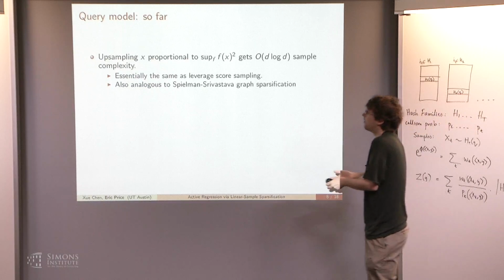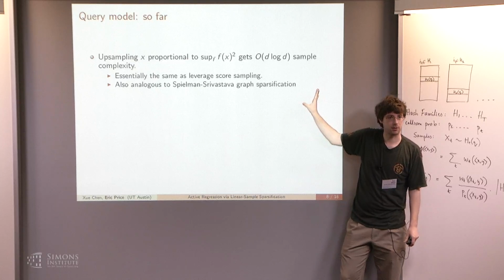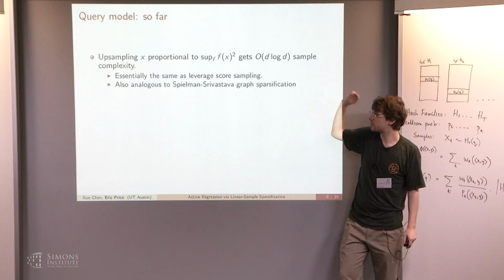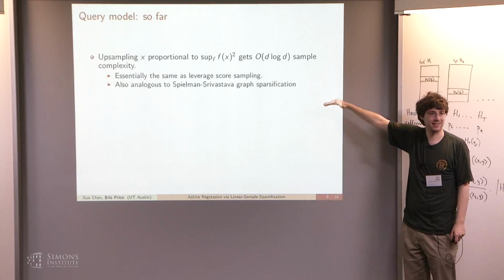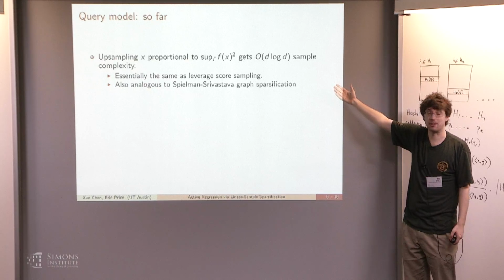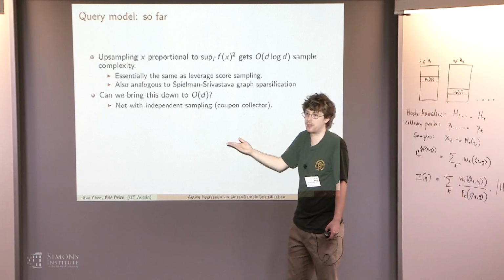You can also think of leverage score sampling as analogous to Spielman-Srivastava graph sparsification. And so then the question is, well, that's an n log n graph sparsification. Can we get linear sample graph sparsification? And so you can't with independent sampling.